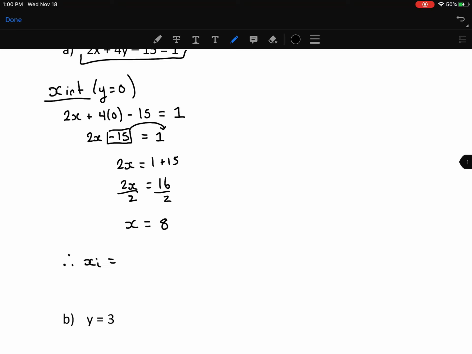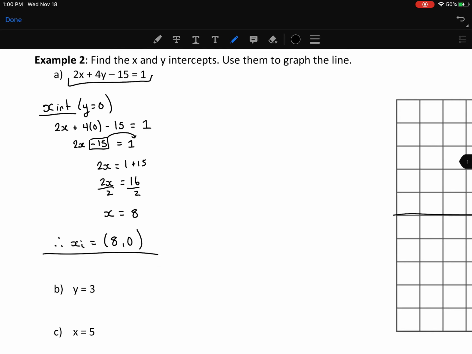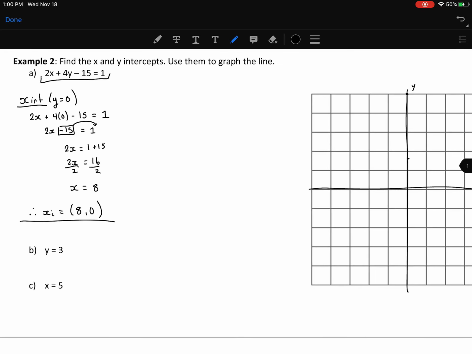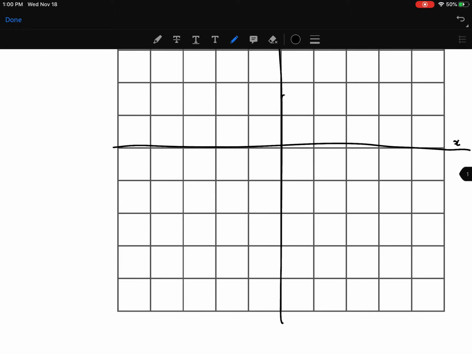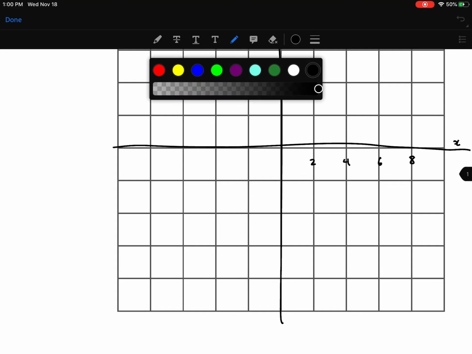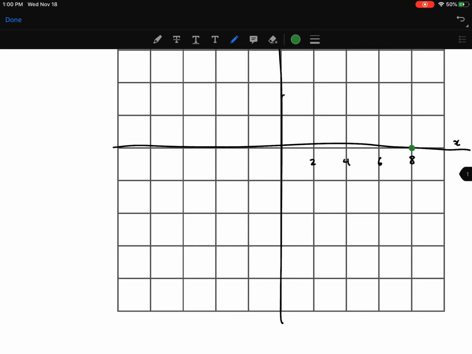So our x-intercept here, the x-intercept is equal to the point 8, 0. That's where our x-intercept is. So we can put that point on our graph. And just for the purpose of this, I'll make every x-coordinate 2. So there's 8, 0 would be right here.